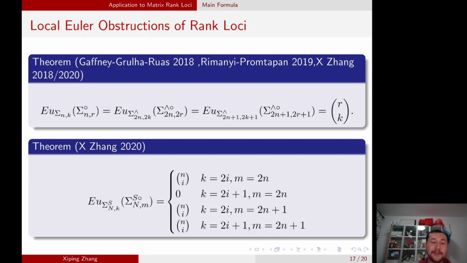The local obstructions of skew-symmetric rank loci are also Newton binomials, but you can see that there is a vanishing here for even size and odd corank. The difference is because, as proved by Brandon, for ordinary matrix rank loci and skew-symmetric matrix rank loci, if you look at the derived category of the constructible functions, the equivariant representations are of A type, but for the symmetric case, the equivariant representations are of B type. So that's the difference between the two types of matrix rank loci.